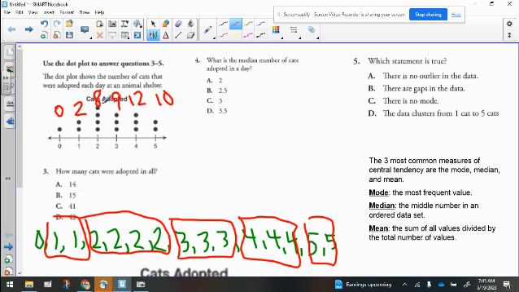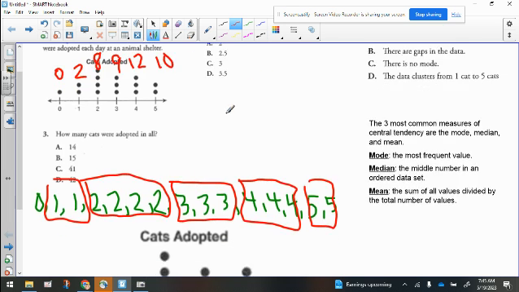All right, so now let's talk about the median, because that's a little trickier. The median. Now, what is the median? It's one of the measures of center, or what sometimes we call central tendency. And the median is the middle number in an ordered data set. Now, I do have all the numbers written out.